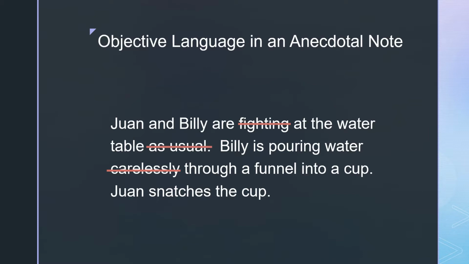And the last part of this section, Juan snatches the cup. I don't think snatches is the most objective term for it. I think we should probably get rid of snatches and change it to something like takes. Juan takes the cup. As you could probably tell from the initial subjective writing of this anecdotal note, there's a very clear bias against Juan in this particular anecdote.